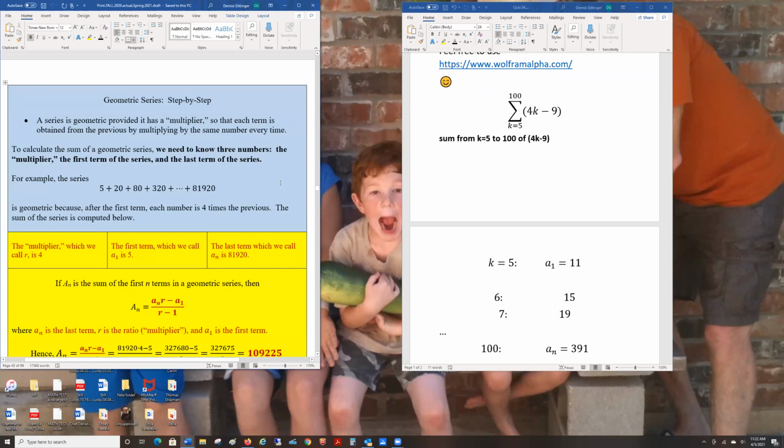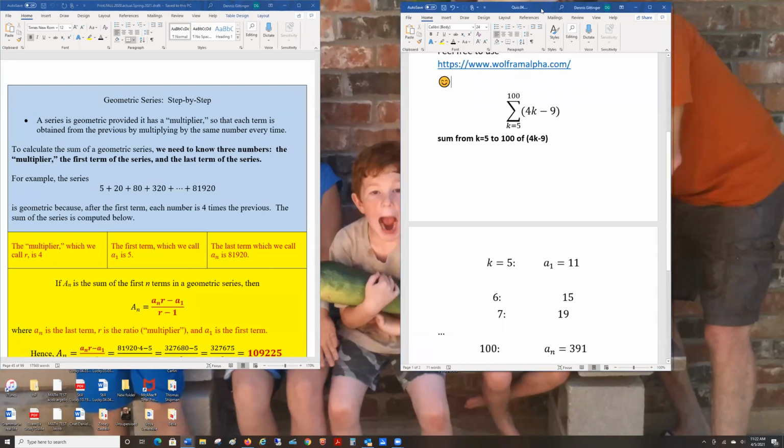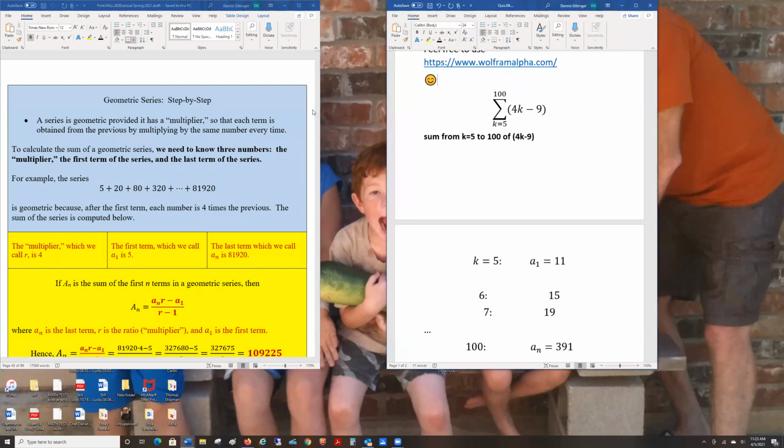The other two common arithmetic operations besides adding and subtracting are, guess what? Multiplying and dividing. So for example, a series is not arithmetic but geometric provided it has a multiplier, so that each term is obtained from the previous term by multiplying by the same number every time. What does that mean? Let's look at the example.